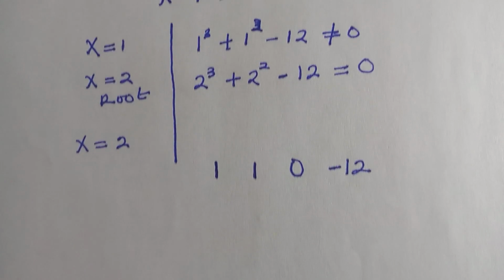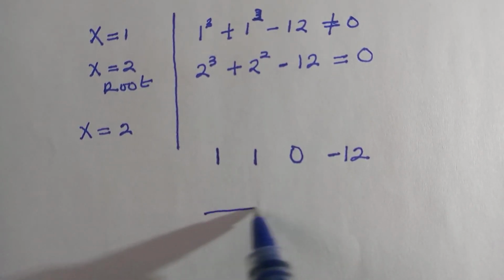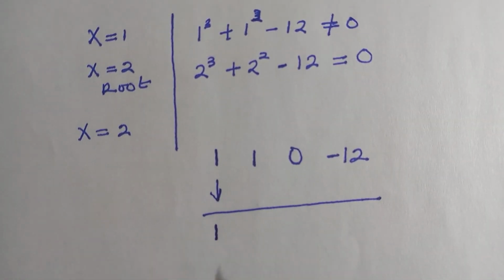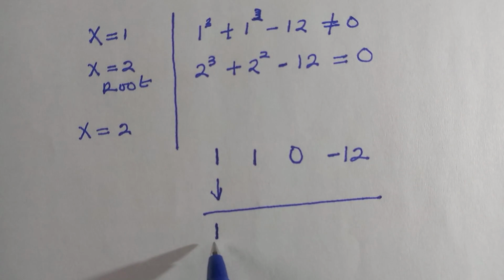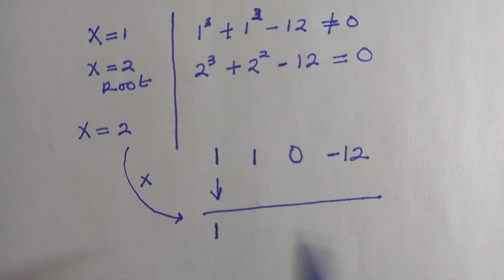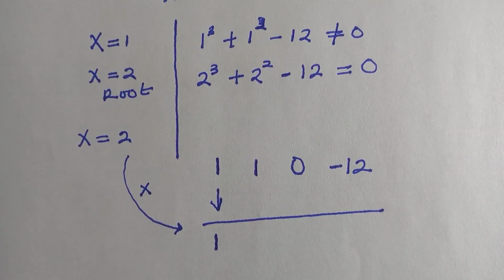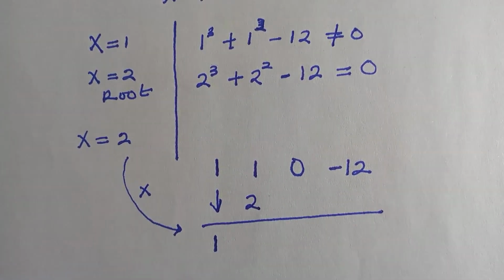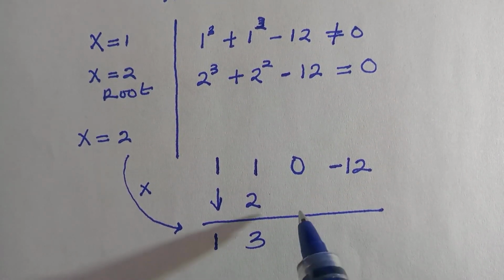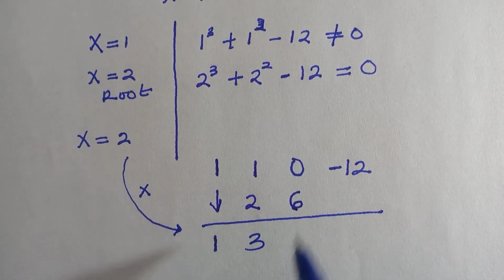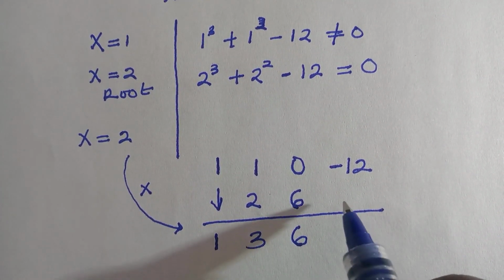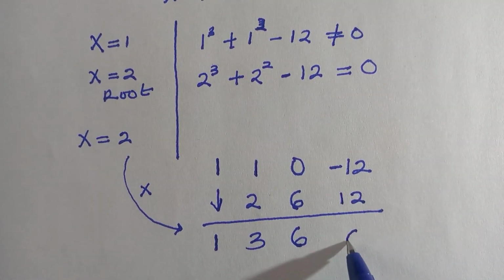And the next thing we are going to do here is we are going to create a line to obtain some certain values. And if this is 1, we are going to write this 1. And the next thing we are going to do here is we'll be multiplying the first root by all the values we are getting here. So by multiplying 2 by 1, we are going to get 2, and adding this together, we have 3. So we still multiply 2 by 3, which is going to be 6, and by adding 0 and 6 together, we have 6. So we still multiply 2 by 6, that is 12, and by adding this, we have 0.